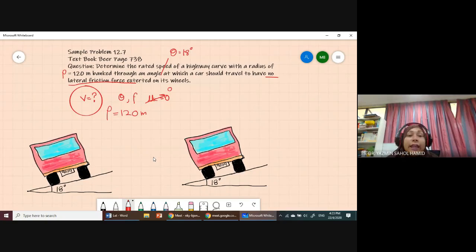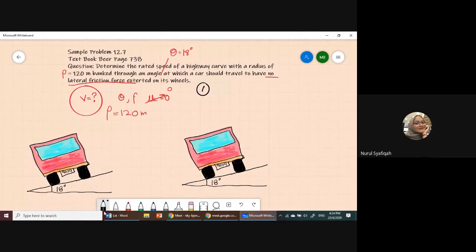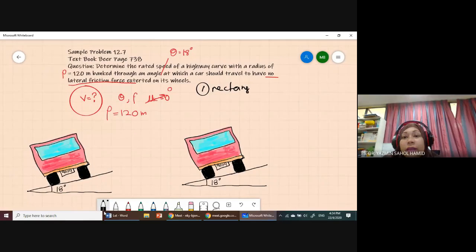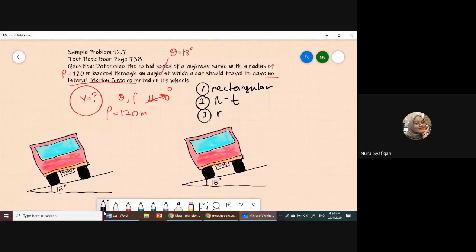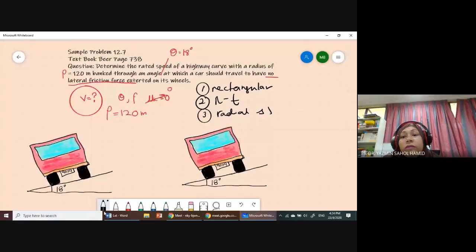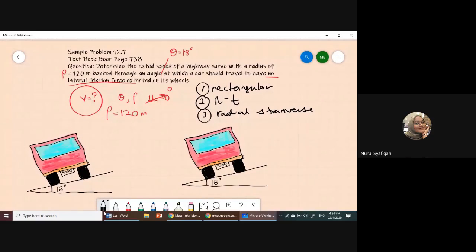Remember, for Newton's second law, there are three coordinate system methods that you can use. Let me remind you again. Number one is rectangular coordinates. Number two is normal and tangential. Number three is radial and transverse. Those are the three coordinate systems, but right now I'm asking you which one.